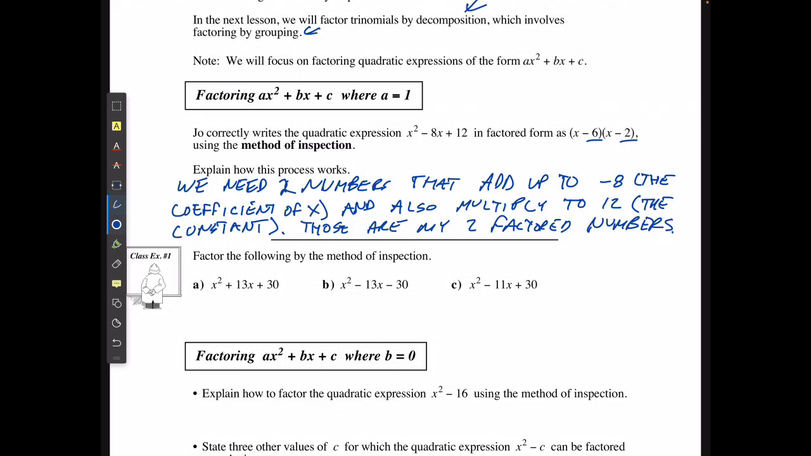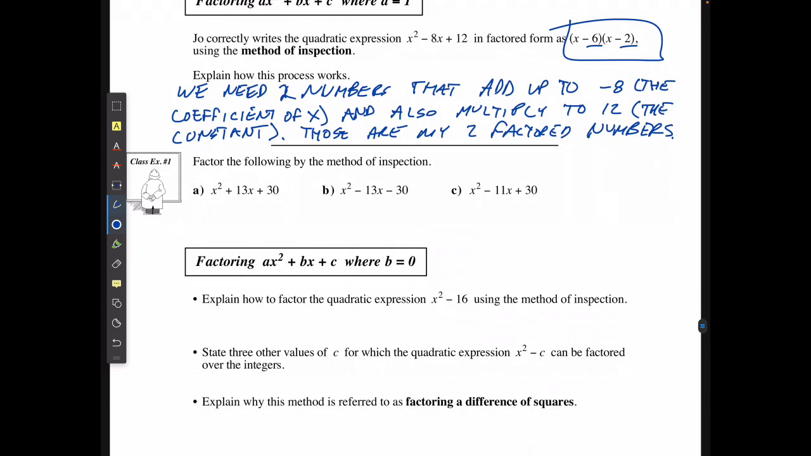So in this case, I have the x squared minus 8x plus 12. The two numbers that add up to -8 but multiply to 12 are -6 and -2. So I just rewrite it as x minus 6 and x minus 2. So if I am factoring the following by inspection, I need two numbers that multiply to make 30 but add up to 13. And the two numbers are going to be 10 and 3. So I would say that this equals x plus 10 and x plus 3.